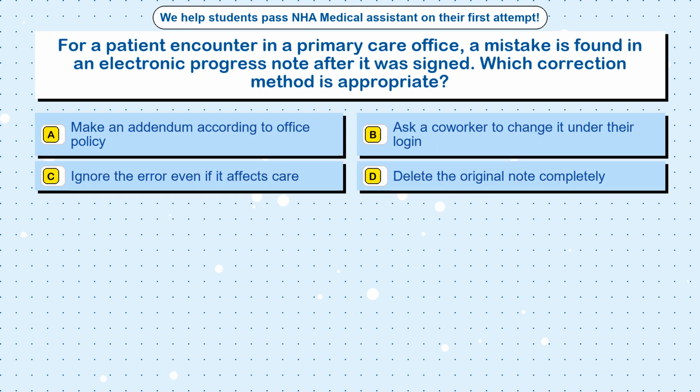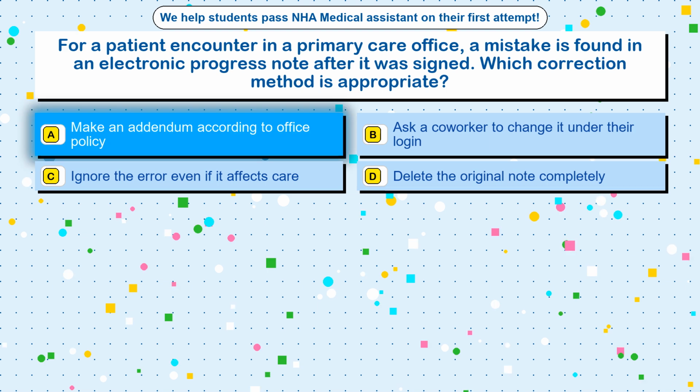Question 18. For a patient encounter in a primary care office, a mistake is found in an electronic progress note after it was signed. Which correction method is appropriate? Option A, make an addendum according to office policy. Option B, ask a coworker to change it under their login. Option C, ignore the error even if it affects care. Option D, delete the original note completely.